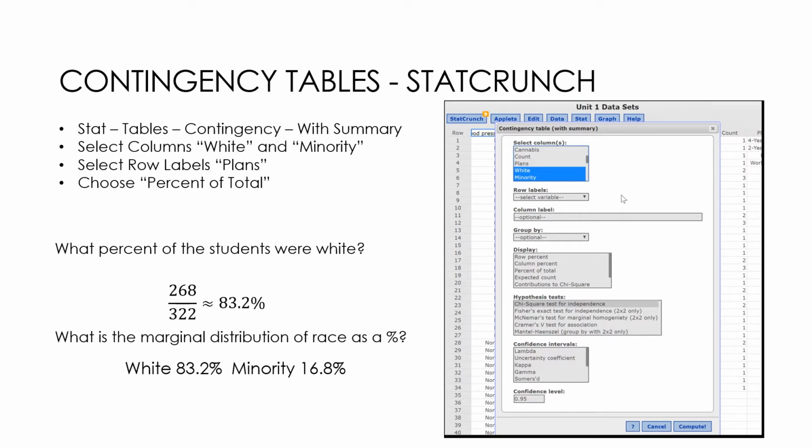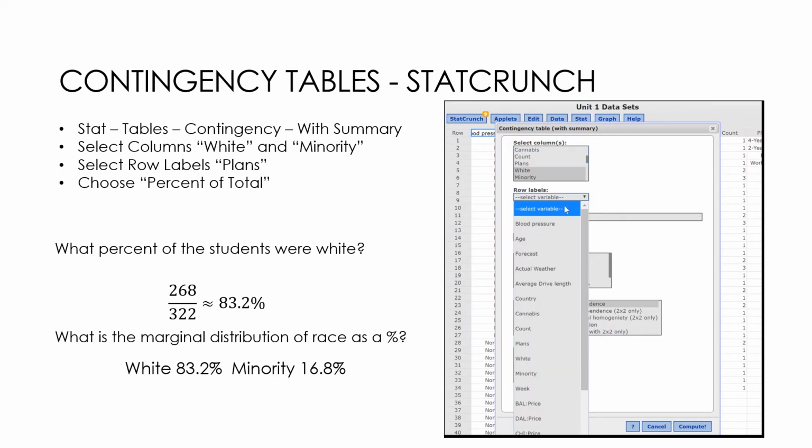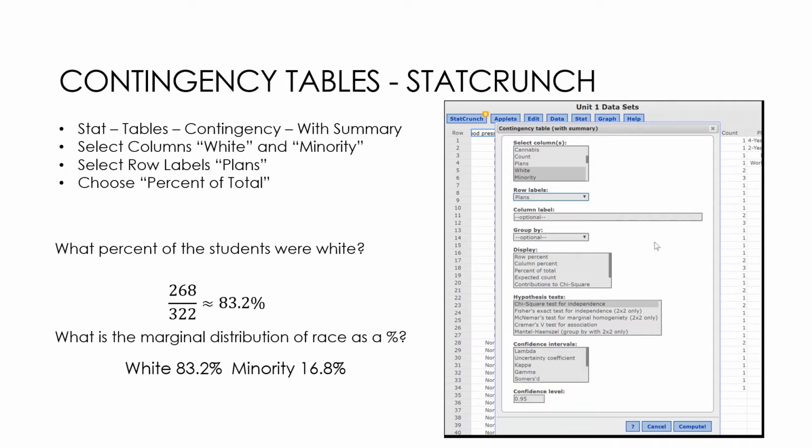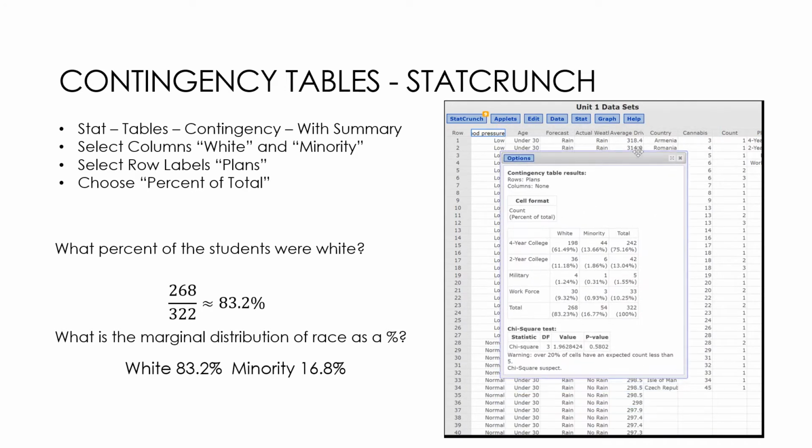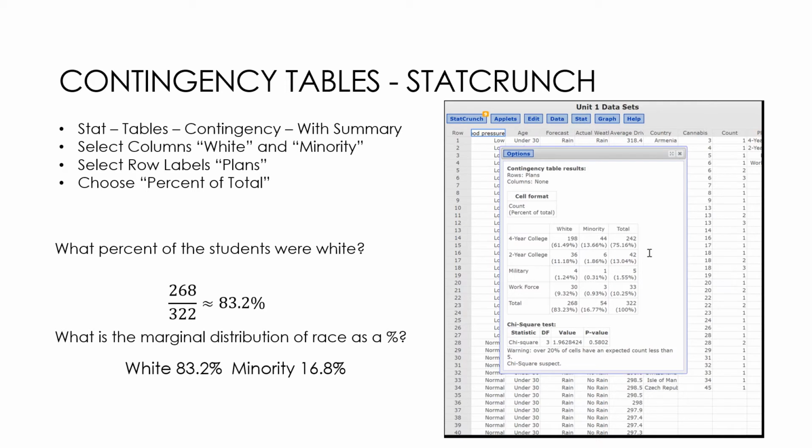And in this one, for row labels, I'm looking for what their plans are. So plans for white and minority students. I can choose percent of total and compute, and notice what it gives me is a nice contingency table result.